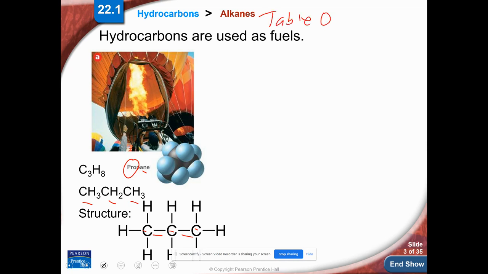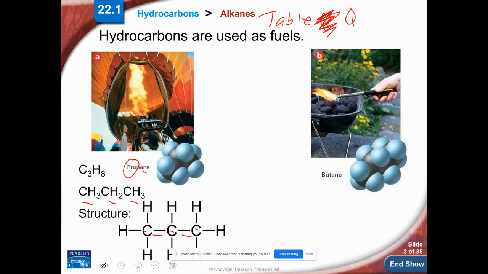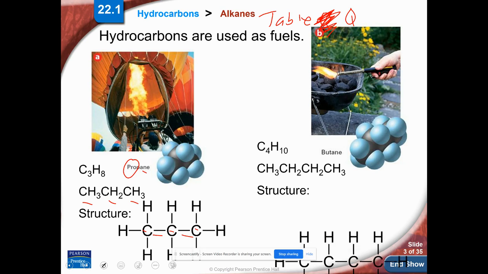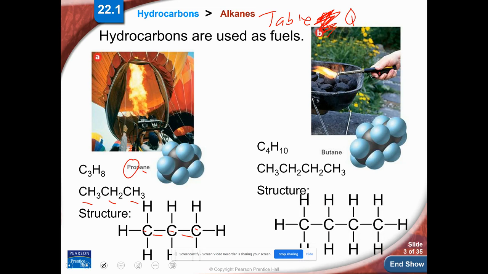If I were to look at table Q, the alkane series is going to match our formula. Here are our two structures: propane and butane. These are fuels. This is but because it's 1, 2, 3, 4 carbons, and ane because it's connected by single bonds. Then the condensed structural formula is CH3, CH2, CH2, CH3.